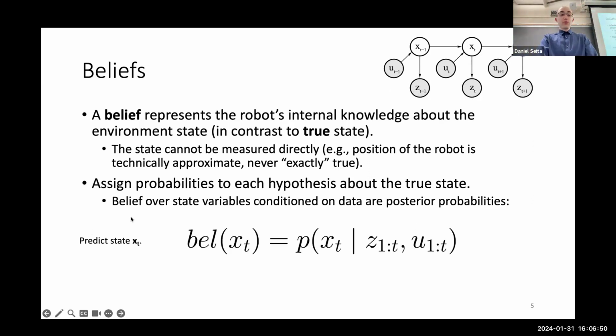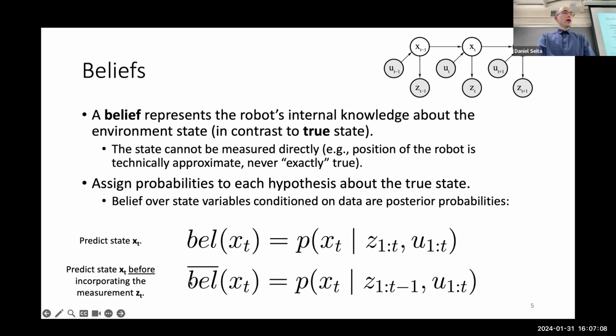And mathematically, we would write it like this. The belief of xt is the probability of xt conditioned on z1 to t, so all the prior measurements and all the prior actions. And we also talked about the belief with that bar above. So the prediction of what your true state xt is, but before you actually incorporate the measurement. So that's why you go from 1 to t, no, t minus 1 here.